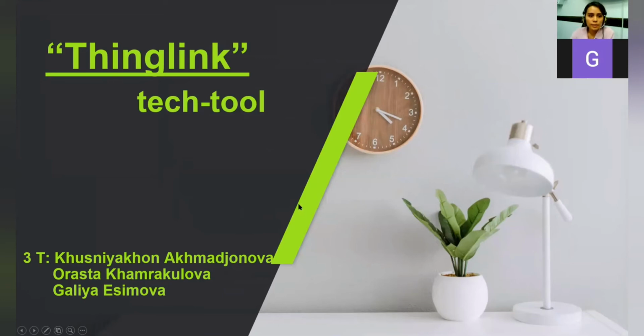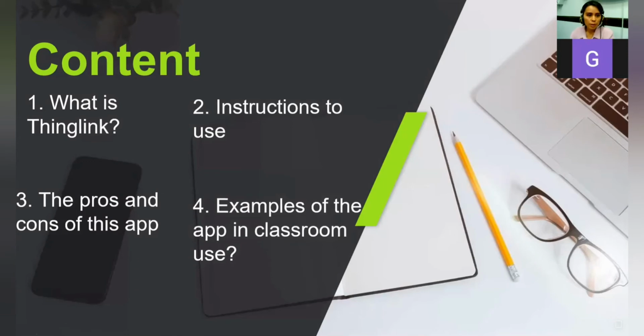So the technological tool that we have chosen is called ThinkLink, and there are 3 group members: Orasta, Galiya, and Khusniyakhon. Okay, let's get started. And according to our plan, we are going to look through 4 areas. The first one we're going to talk about ThinkLink, and the second one we'll give some instructions about how to use this. And the third part, we are going to talk about the advantages and disadvantages of this app. And in the fourth part, we are going to talk about the implementation of this app within classroom use.